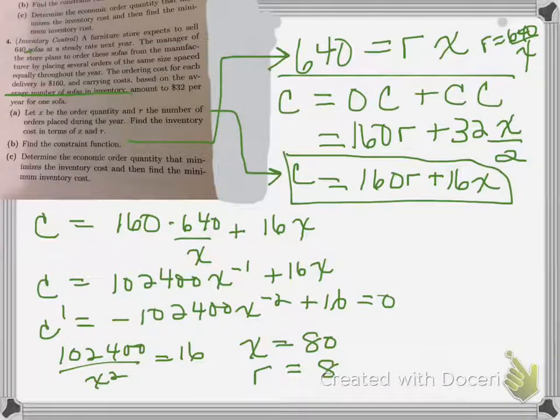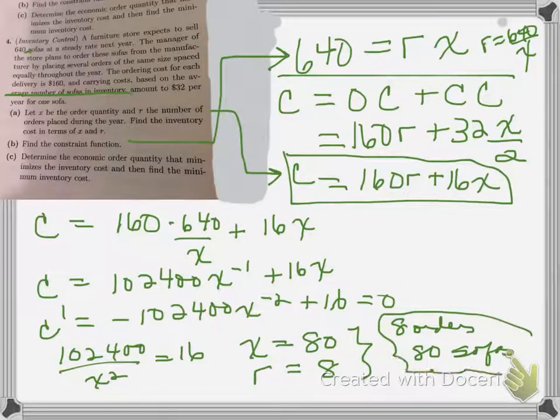So let's see what the question is. Determine the economic order quantity. Okay, this is it. In order to minimize cost, they want to place 8 orders per year, and each are going to have 80 couches or sofas. Okay, that's the economic order quantity. 8 orders a year consisting of 80 sofas each.